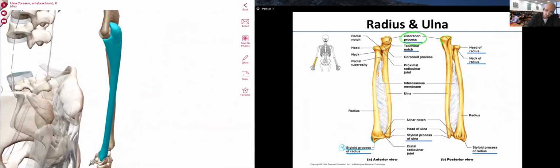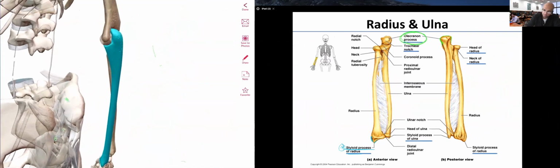Another set of markings here would be related to the ulna. Remember this process that passes in the large notch in the posterior aspect of the lower end of the humerus? This is my olecranon process. We've got a large notch that articulates with the trochlea. We call this large notch my trochlear notch. Trochlear notch.